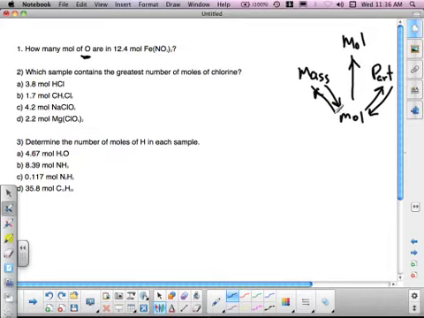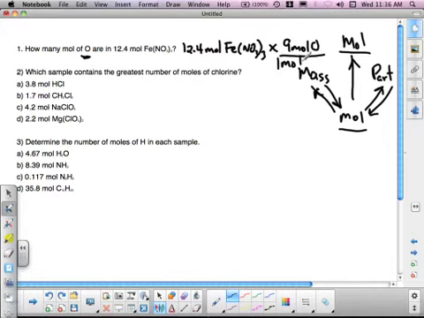And all it wants me to do is to go from 12.4 moles of the compound to moles of oxygen. So I'm just going to multiply 12.4 moles of the compound, iron 3 nitrate, times 9 moles of oxygen for every mole of the compound. We'll just do that, okay? So 12.4 times 9. So up the middle, something inside the formula. It's 111.6 moles of oxygen.